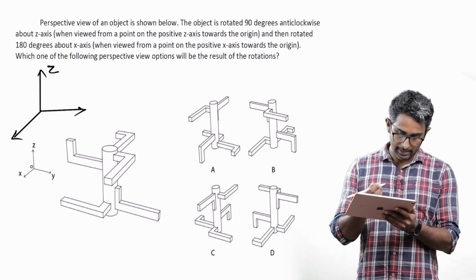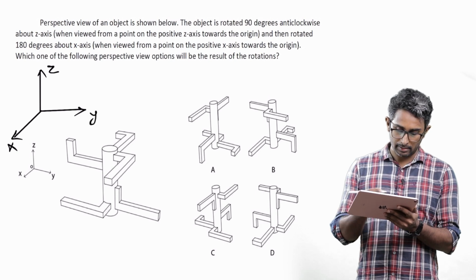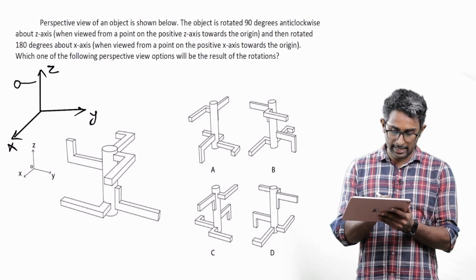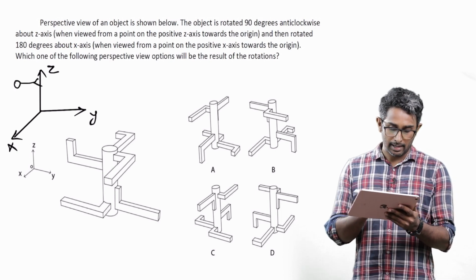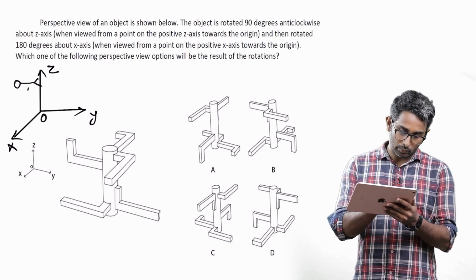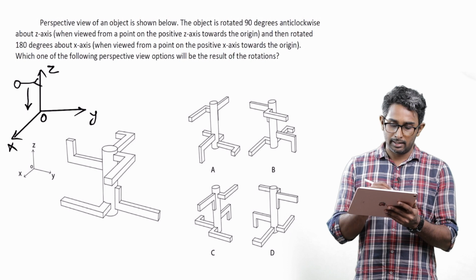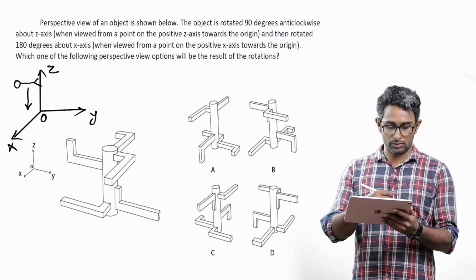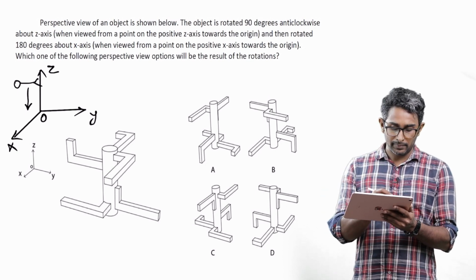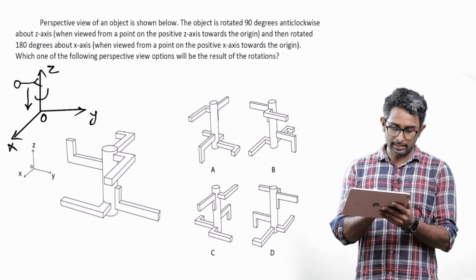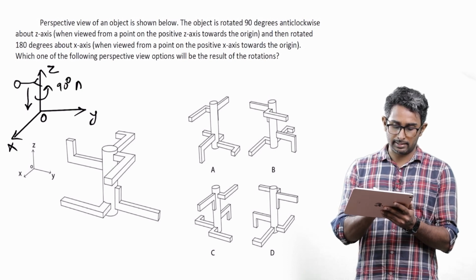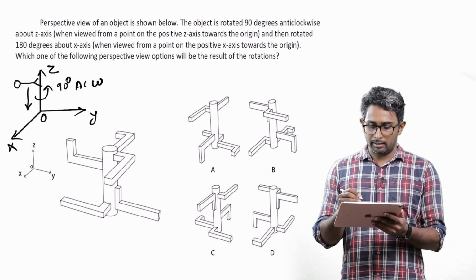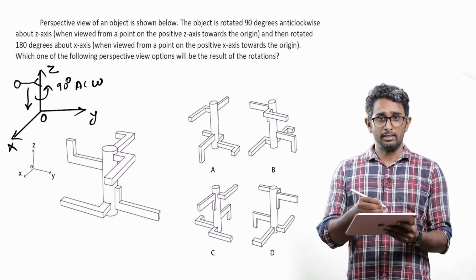So this is z, x and y. If a person is standing on the positive z-axis, it would be something like this, right? This is the origin and he is looking towards the origin, as given in the brackets. So if he is viewing towards the origin, the anti-clockwise direction would be like this, 90 degrees anti-clockwise. It depends upon the conditions that are given in the question.